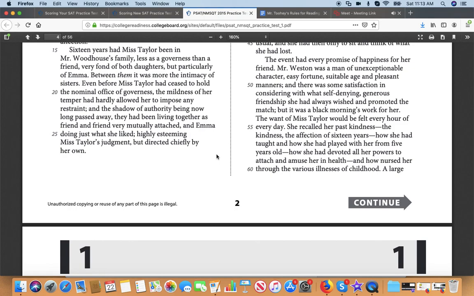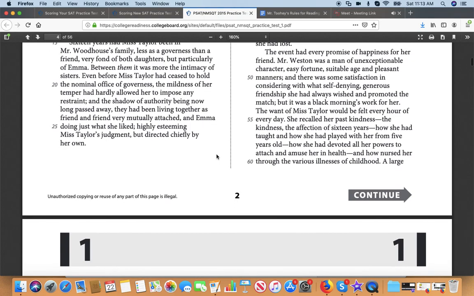If you plug in A, the desire of Miss Taylor would be felt every hour of every day. Whose desire are we talking about if you plug in A? I don't know if it's specified, but probably Emma. I mean, the author is trying to communicate Emma's desire for Miss Taylor. Right. But if you plug in desire in place of want, suddenly you're talking about the desire of Miss Taylor, not the desire of Emma.